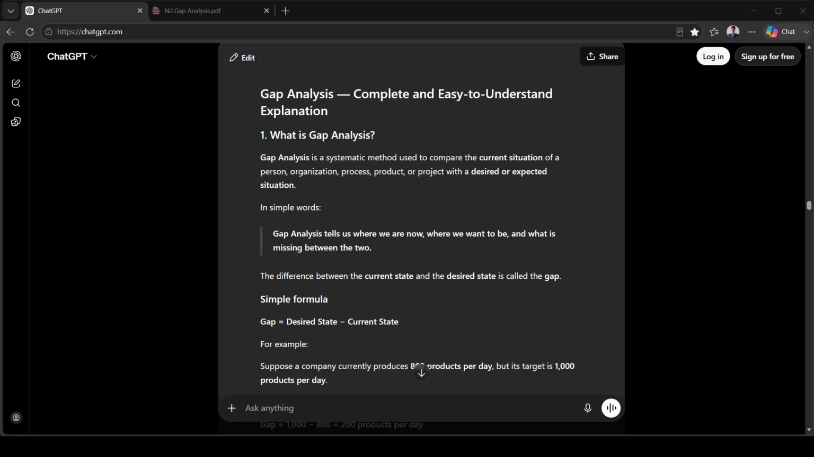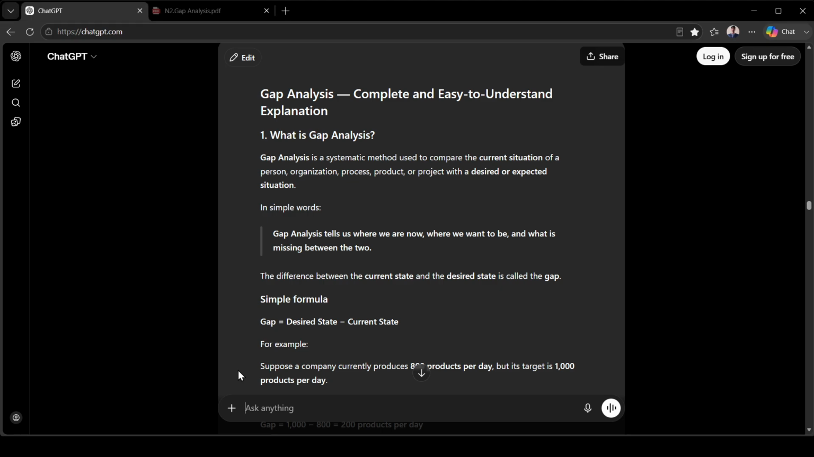In today's video, we are going to discuss one of the most important topics in lean manufacturing. That one is gap analysis. And what is a gap? And which types of gap are there in lean manufacturing? So in today's video we are going to discuss that topic. So let's start.